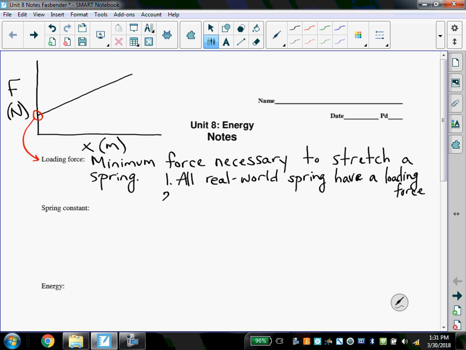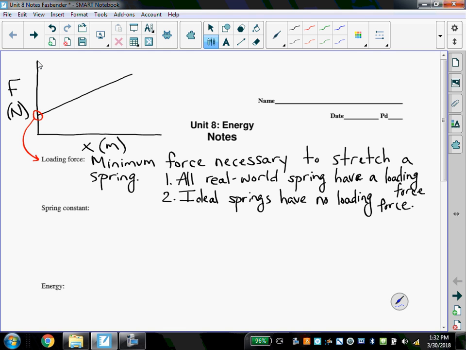Of course, this is an introductory physics class, and we don't tend to enjoy dealing with the real world. Instead, we like to idealize things, and ideal springs have no loading force. That is typically what you are going to be seeing in practice problems. Unless they specifically tell you what the loading force is, we tend to assume that this is just going to be an ideal spring, and the loading force of that spring is going to be 0.